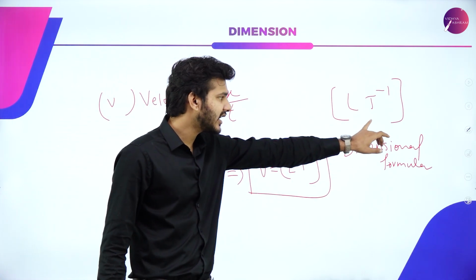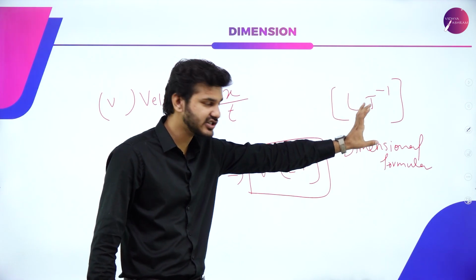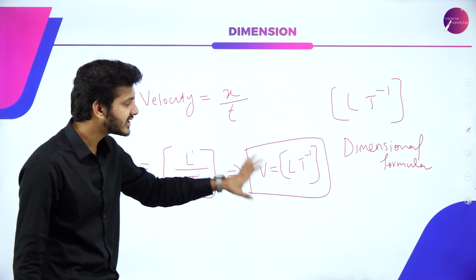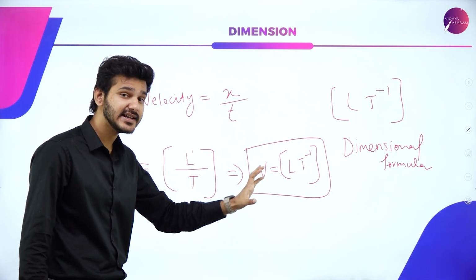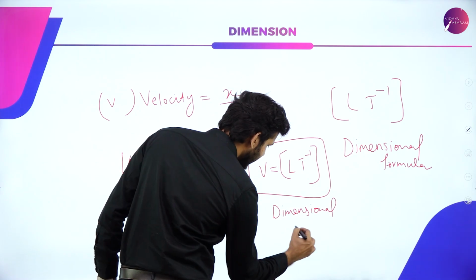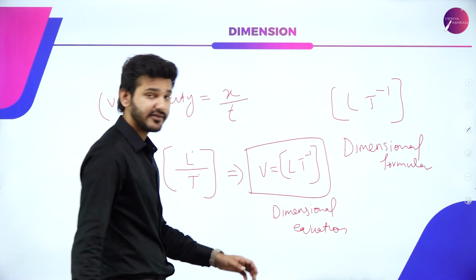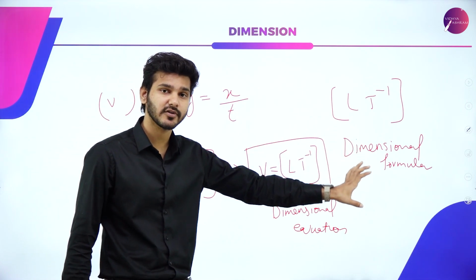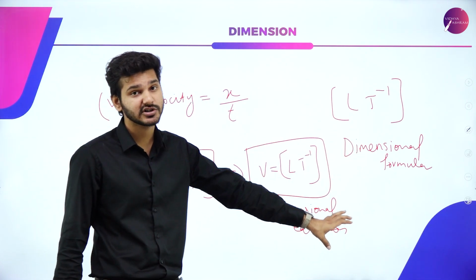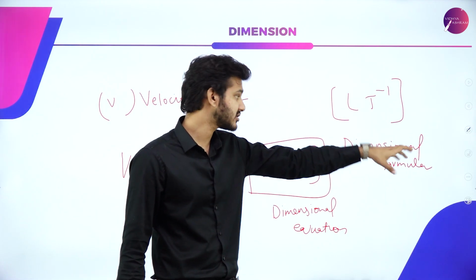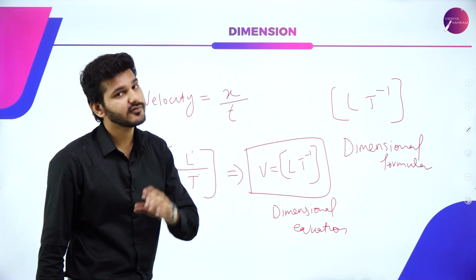Remember, if I'm only writing it like this, just with dimensions, I can say this is a dimensional formula. And if I'm using an equal to sign, I can clearly say that this is a dimensional equation. Don't forget the difference. If there is an equal to sign relating a physical quantity and dimensional formula, then it is a dimensional equation. And if there is no physical quantity or equal to sign, that is a dimensional formula.